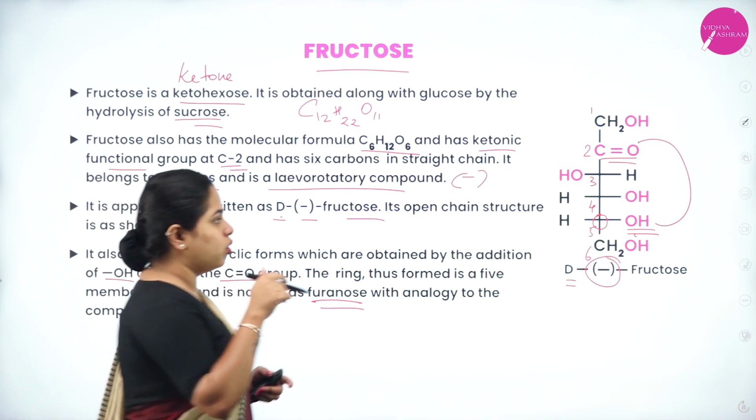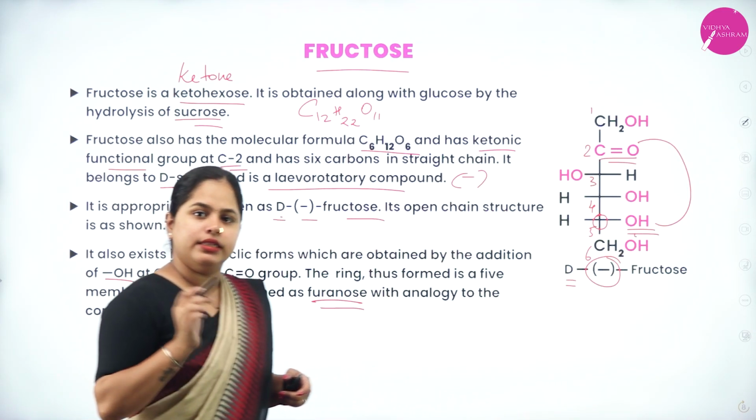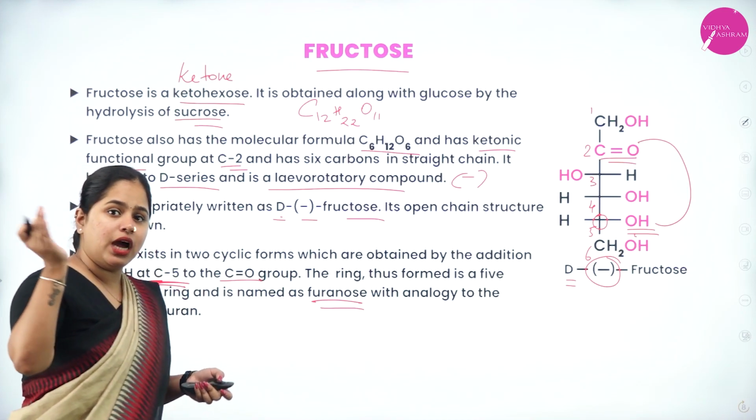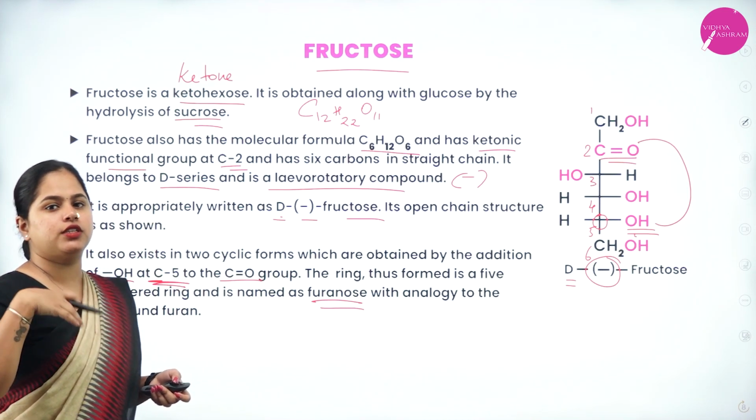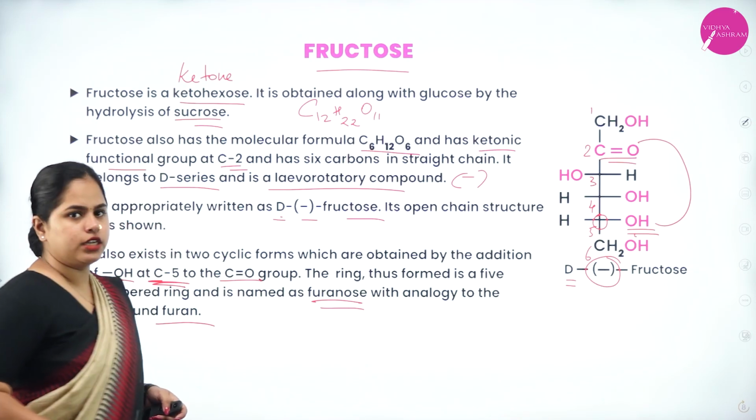But in case of glucose, this hydroxyl group was forming a bond with the first carbon atom. Clear? That is why it was a 6-membered ring. So that was similar to pyran. That is why it is called a pyranose structure. Here it is similar to furan. That is why it is called a furanose structure.